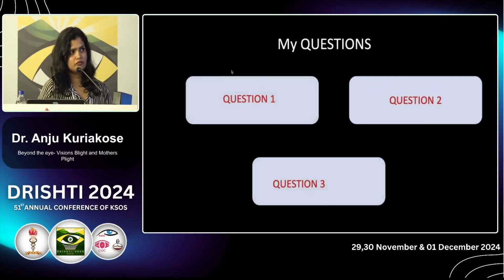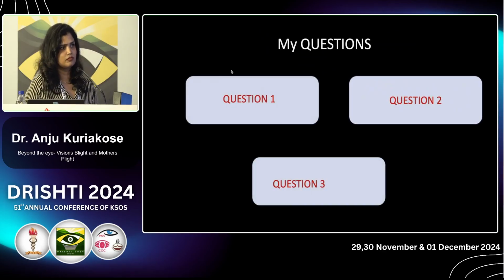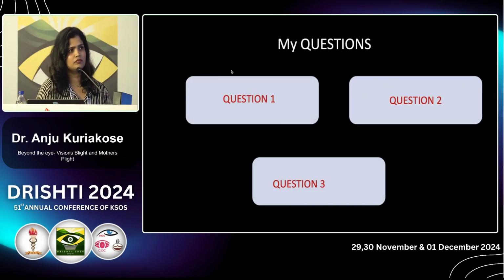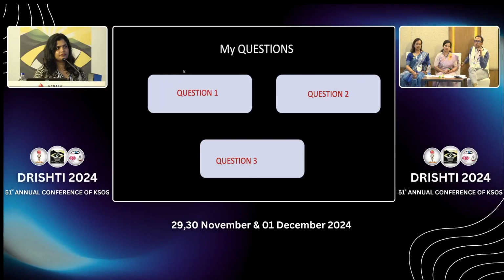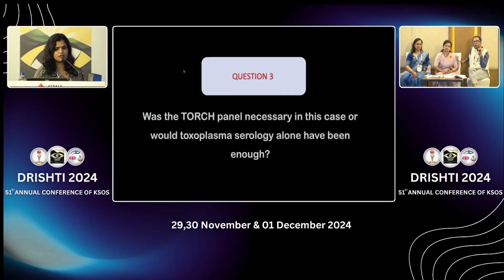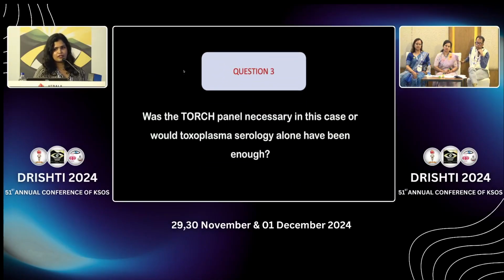An autoimmune disease like SLE can rarely present like this. Yeah, you can do one ANA or a specific panel. Was the TORCH panel necessary in this case, or would toxo serology alone have been enough? I think toxo serology will do.